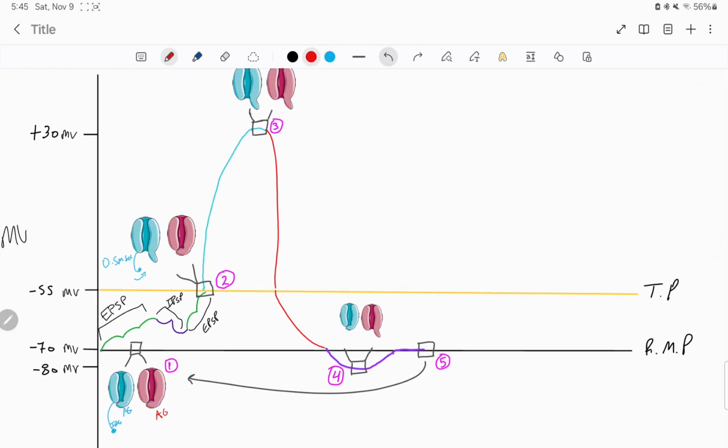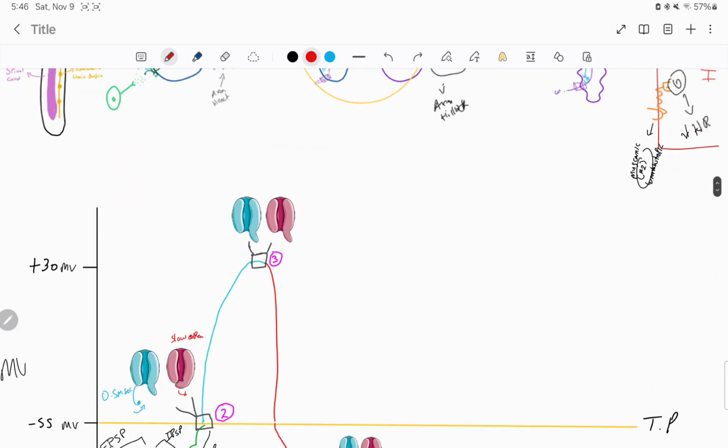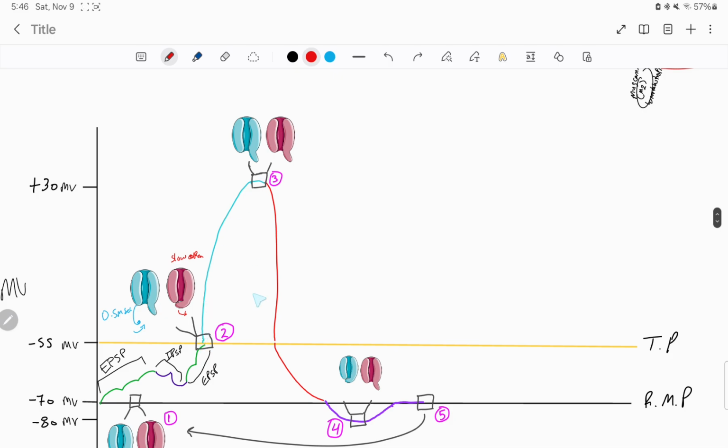Okay, what about this one? It's slowly opening, okay? Very, very slowly opening. So I'm going to write down slow open. But did you notice all gates start moving at negative 55, okay? All of them. Remember that. They all start moving at negative 55. It's just they have different speeds. So this one is fast. This one is slow close. This one is slow open. Okay. So what happens when we hit the peak of depolarization? The peak of depolarization, what's going to happen?